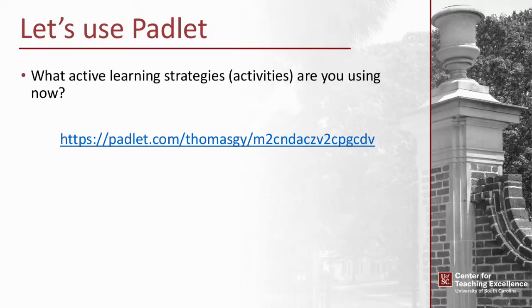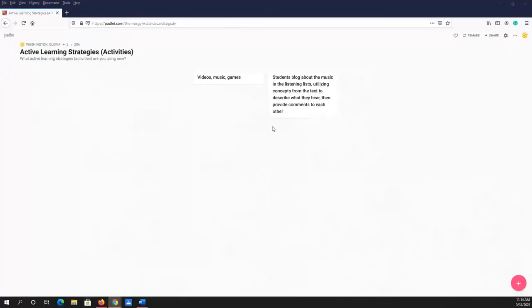And I am going to stop sharing this PowerPoint and pull up the Padlet so we can take a quick look at what's being posted. So let's see, we have student blogs about the music in the listening list, utilizing concepts from the text to describe what they hear, then provide comments to each other about what they hear. Great example of active learning strategies. Someone's placed videos, music, games.